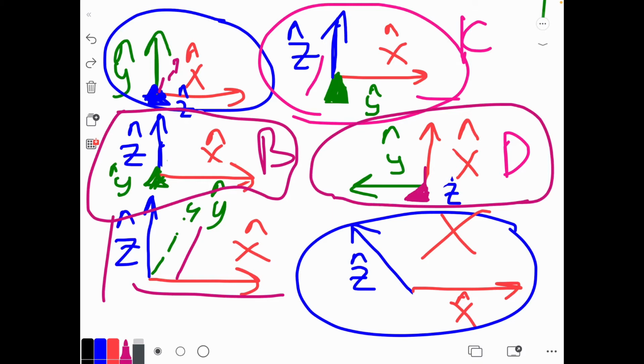Now, the last one I'm not going to show you guys, because when I use the right hand rule, I'm supposed to have all of them perpendicular. But the problem with this last one is that the z-hat and x-hat are not perpendicular. So this is not a Cartesian coordinate system. I can't do the right hand rule with this one. Thus, this is not a Cartesian coordinate system. This is not a right hand rule.